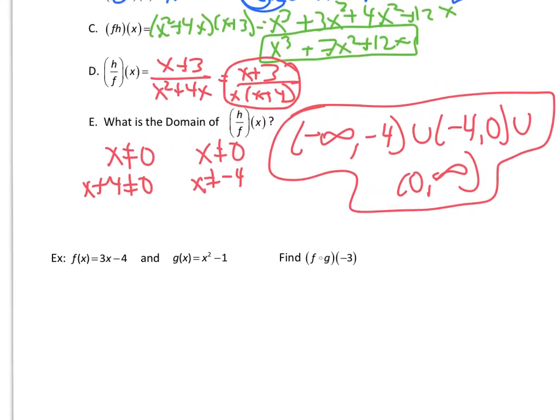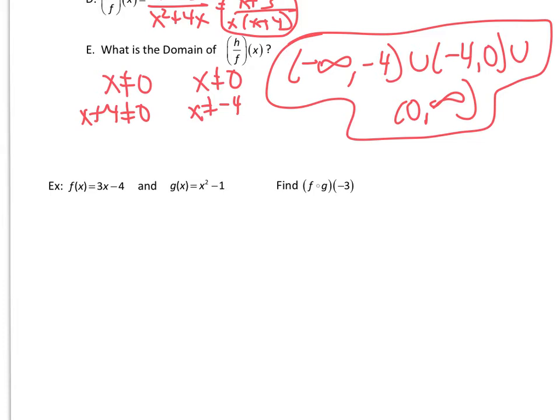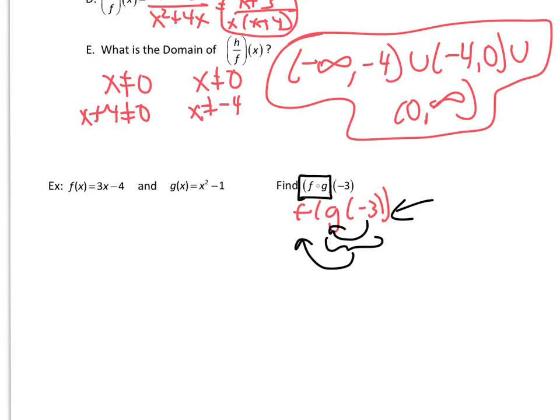Let's see if there's anything else in here. Oh, there are more. Okay. Next one. If f of x equals 3x minus 4, g of x equals x squared minus 1, I want to find f composed with g of negative 3. So we have a couple different options. One is you can do f of g of negative 3. You can either plug in negative 3 into g and then that answer into f, or you can find the composition first and then plug in negative 3. I'm going to do this first because it will lead you to doing graphs.